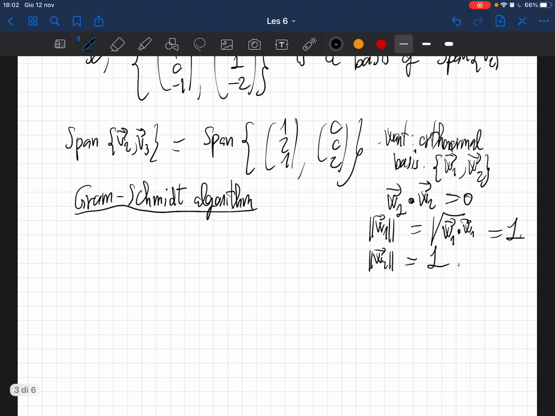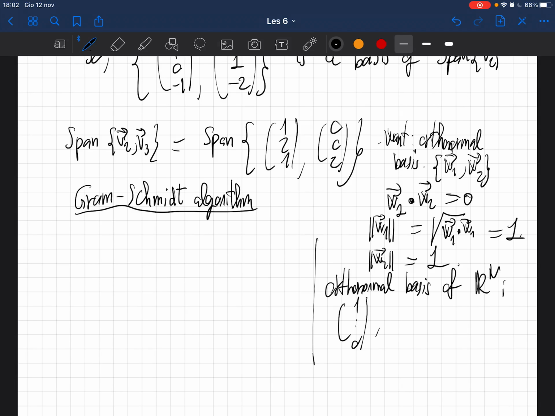You should always remember that you have a famous orthonormal basis of Rn, which is given by the canonical basis vectors, and it's an orthonormal basis. But in general there are many orthonormal bases, and you can construct them starting from any basis. You can modify it and build an orthonormal basis, and the way is by this Gram-Schmidt algorithm.